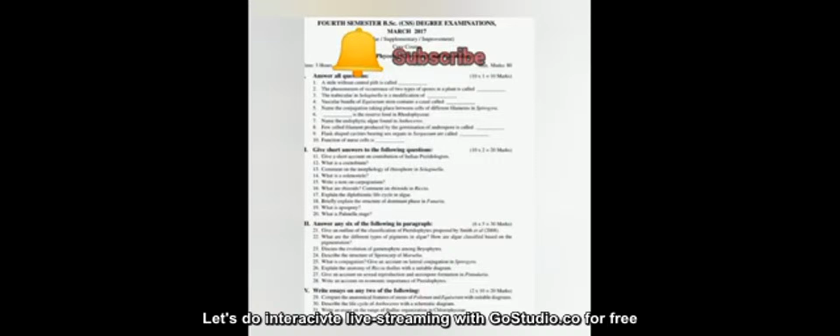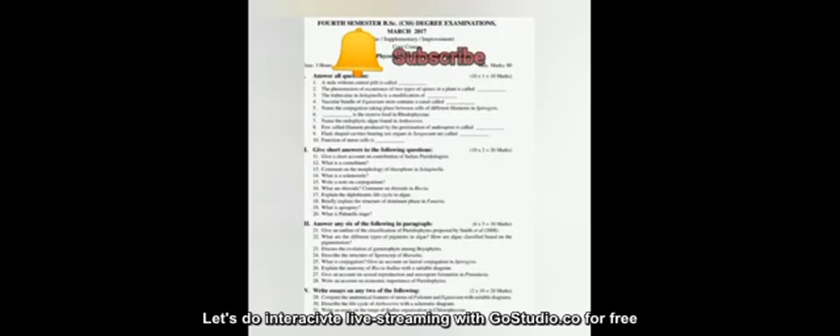1. A stele without central pith is called. 2. The phenomenon of occurrence of 2 types of spores in a plant is called dash. 3. The trabeculae in Selaginella is a modification of. 4. The vascular bundle of Equisetum stem contains a canal called. 5. Name the conjugation taking place between cells of different filaments in Spirogyra. 10x1 equals 10 marks. 6. What is the reserve food in Rhodophyceae?